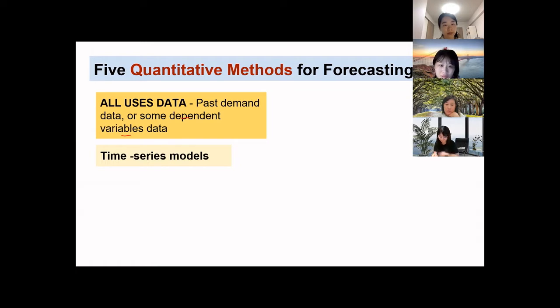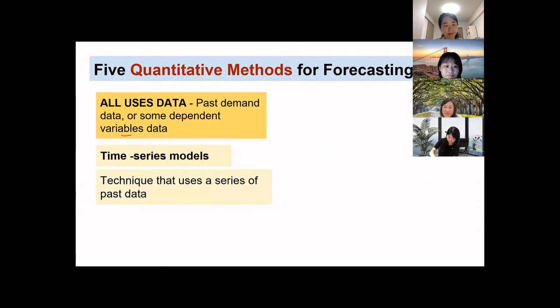So week. How many weeks? How many days in a year? So you can plot the graph daily. Can you plot the daily graph like COVID now? There is a time series model for COVID. So you can understand this technique that uses a series of past data.